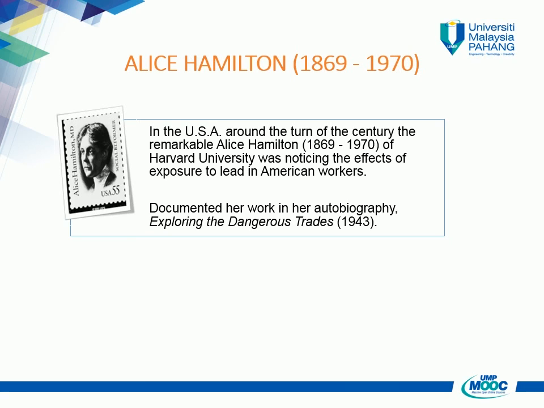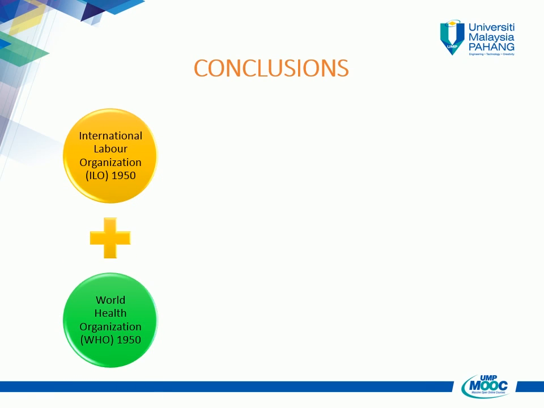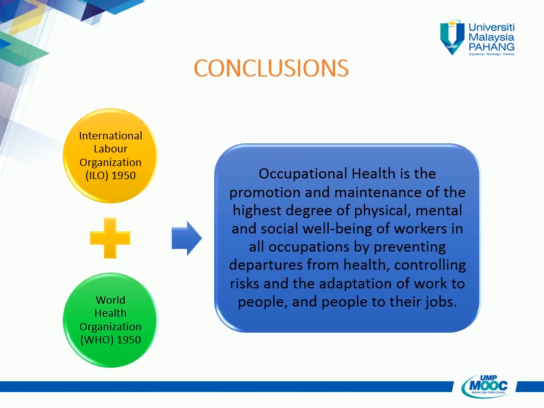Now, let's recap what we have learned. Occupational health can be described as the promotion and maintenance of the highest degree of physical, mental, and social well-being of workers in all occupations by preventing departures from health, controlling risk, and the adaptation of work to people and people to their jobs.